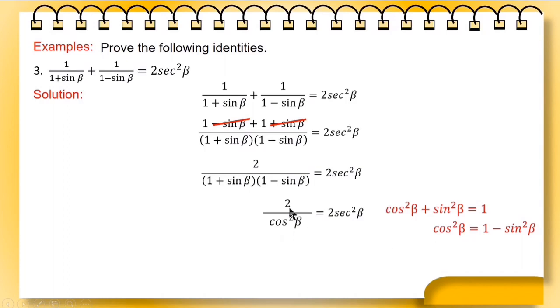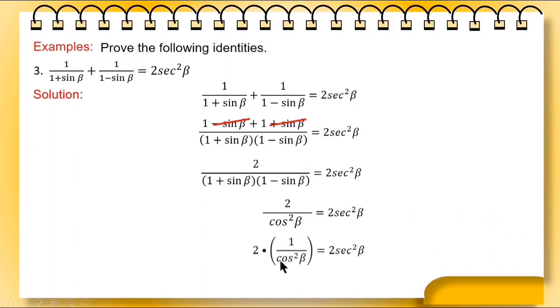Then, we could write this as 2 times 1 over cosine squared beta is equal to 2 times secant squared beta. And notice that 1 over cosine squared beta is equal to secant squared beta by reciprocal identities. Thus, we have 2 secant squared beta, which is equal to the expression on the right-hand side of the equation. Number 4.